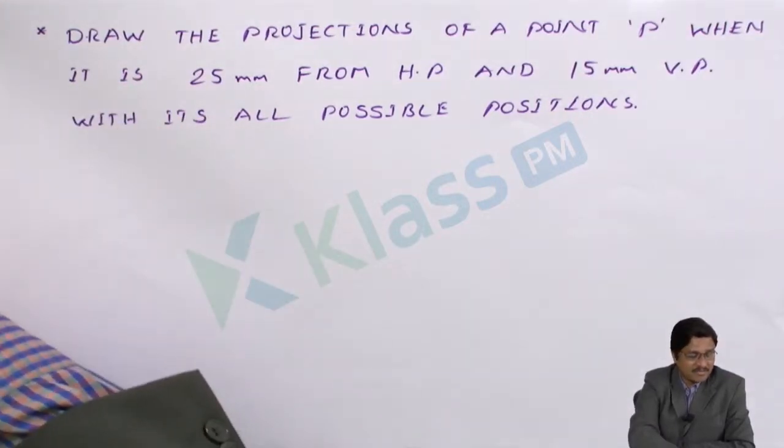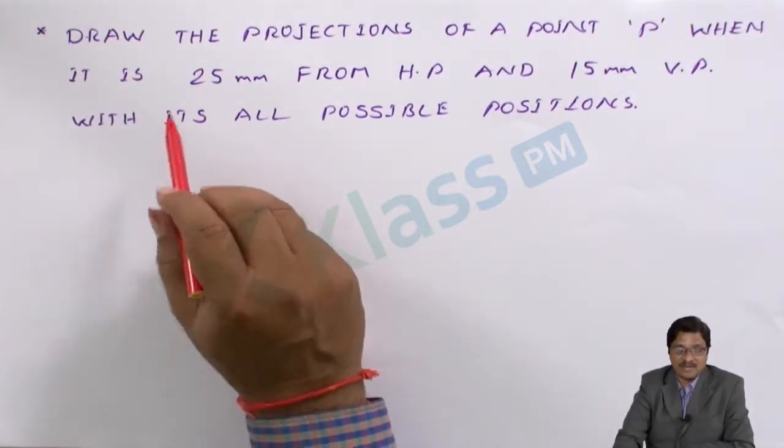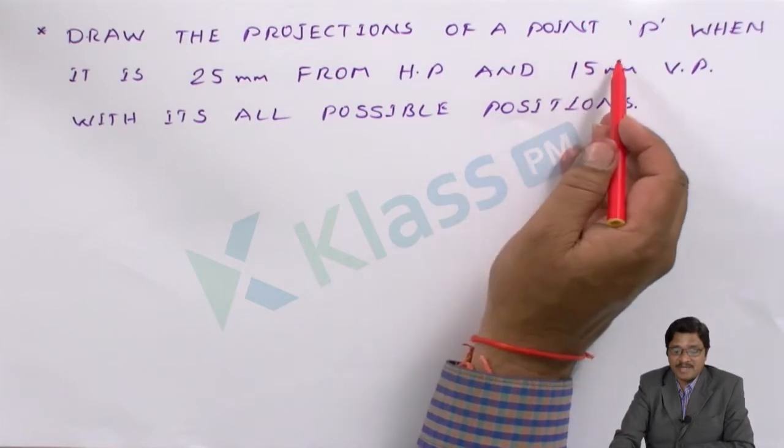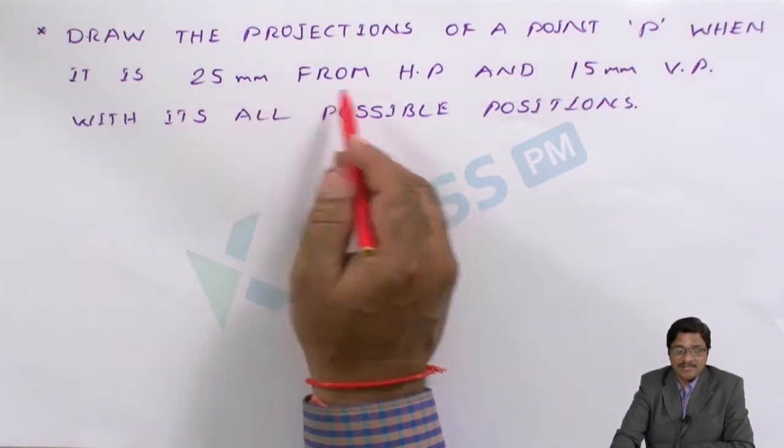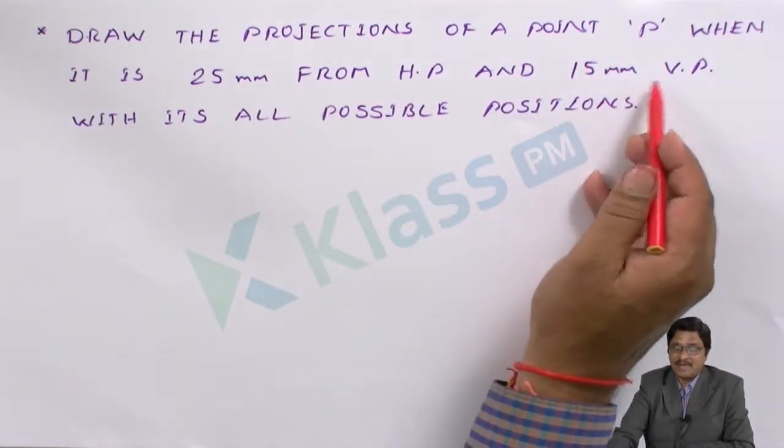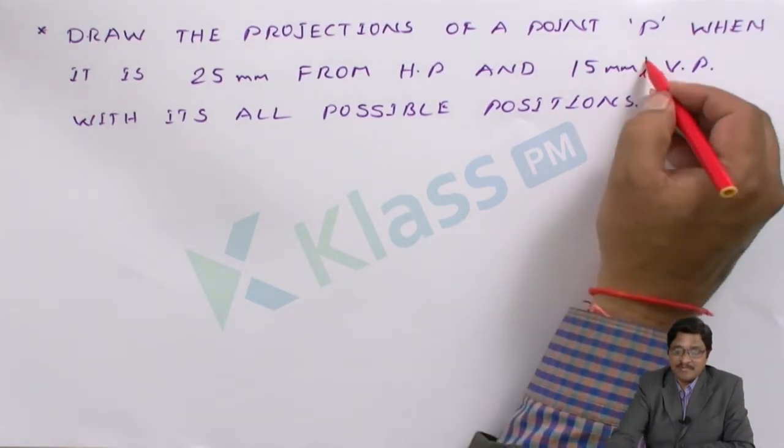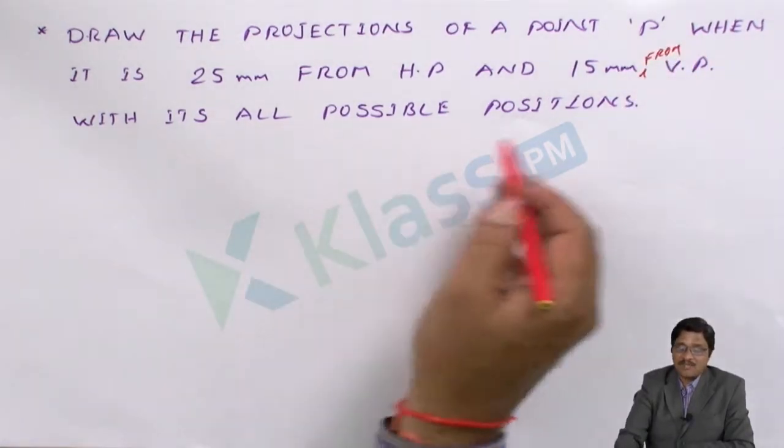Now I'm just reading the problem, just try to understand what has been given. Draw the projections of a point P when it is 25 mm from the horizontal plane and 15 mm from the vertical plane, with all possible positions.